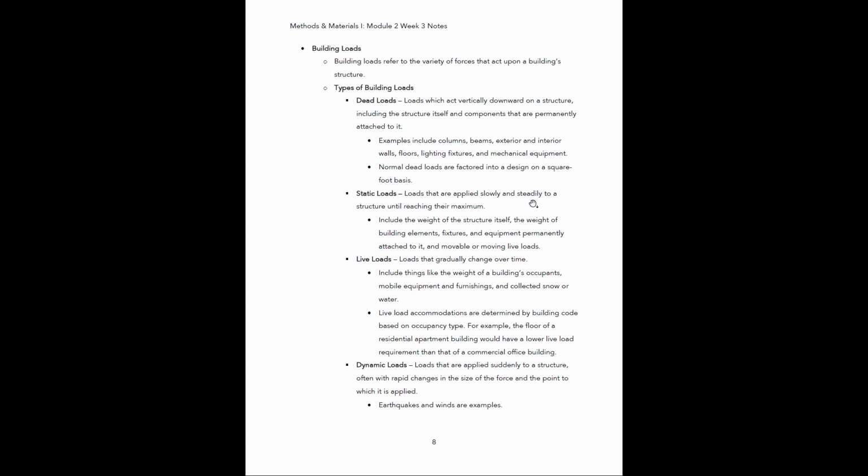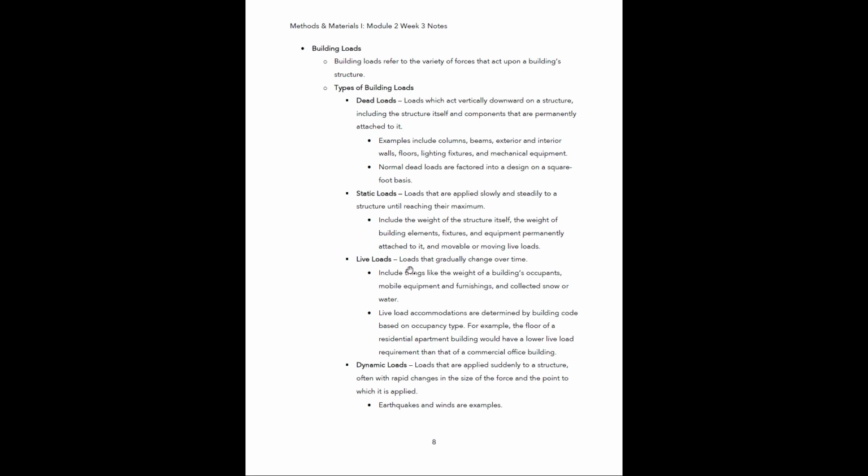Static loads. So these are loads that are applied slowly and steadily to a structure until they reach a maximum. So for instance, this will include the weight of the structure itself, the weight of building elements, fixtures, and equipment permanently attached to it, and movable or moving live loads. All right, this is how the book describes the two of these. Really, they're pretty similar in terms of what they are, just maybe some slight nuances to them.